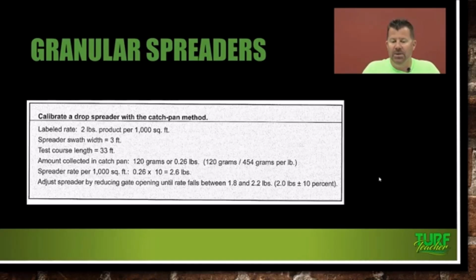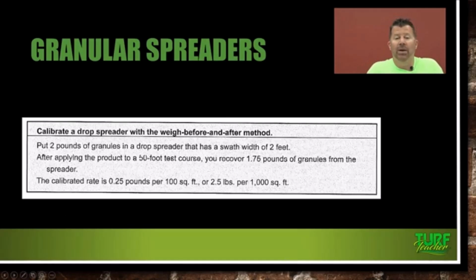The amount collected in the catch pan is 120 grams, or 0.26 pounds: 120 grams divided by 454 grams per pound. So the spreader rate per thousand is 0.26, or 2.6 pounds. Adjust the spreader by reducing the gate opening until the rates fall between 1.8 and 2.2 pounds, because we want to be within 10%. That's 2 pounds plus or minus 10%, which is 1.8 to 2.2.